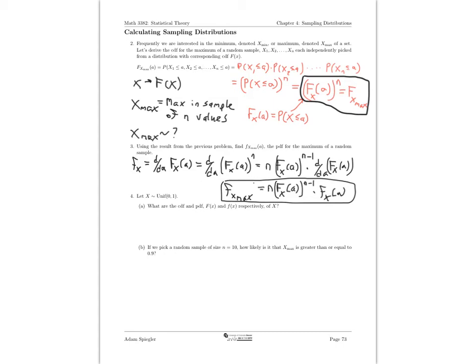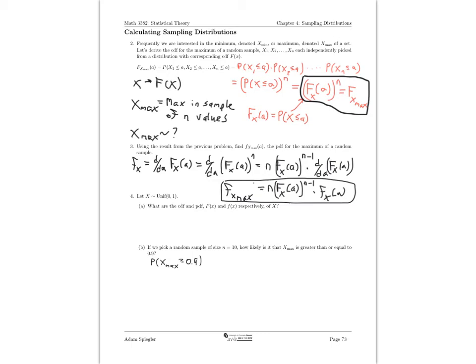And ultimately what we want to figure out in part B is how likely is it that x max is greater than or equal to 0.9. So just to motivate where we're heading, what we'd like to calculate is the probability that x max is greater than or equal to 0.9. What we can see from parts 2 and 3 is that this is going to require us to figure out what the CDF of x max is first, and that's going to depend on what the CDF of x is.